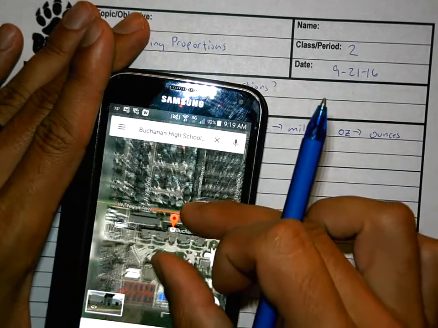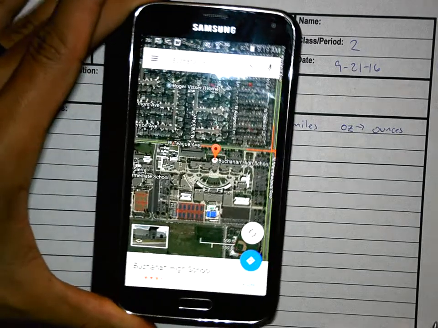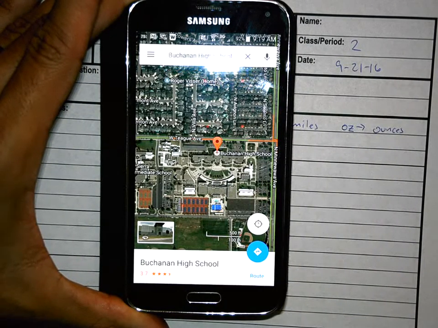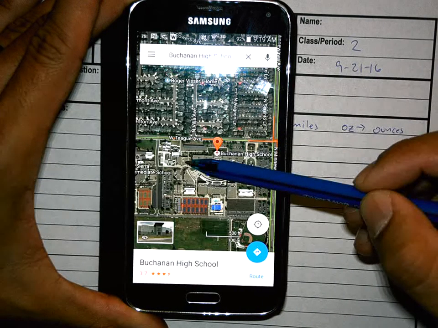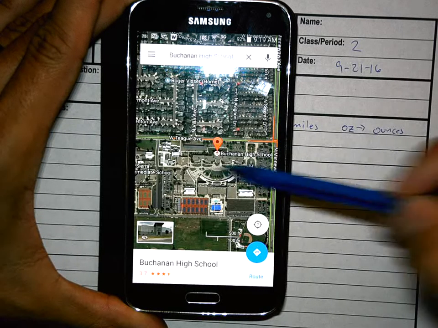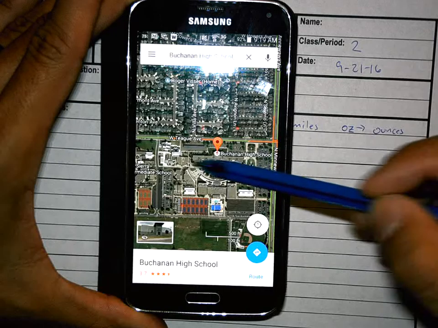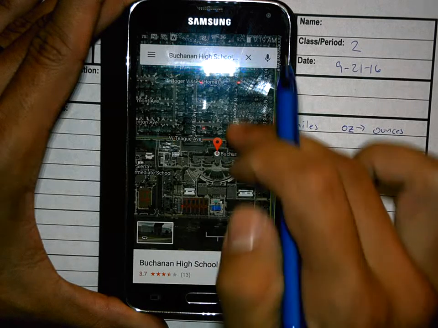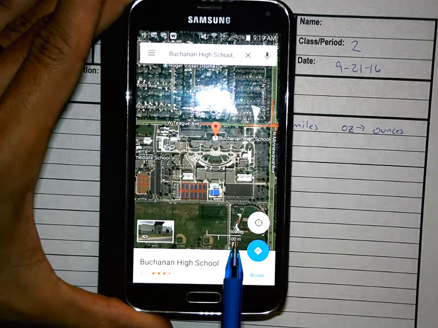Proportions are also used in things like maps. Here's a little map of Buchanan High School on my cell phone. I pulled it up on Google Maps. Buchanan High School, right there. If you have a class over here in the band room, and then you walk all the way over to the front office, if you're wondering how far that is, you have to use this little thing at the bottom, which is called the scale.